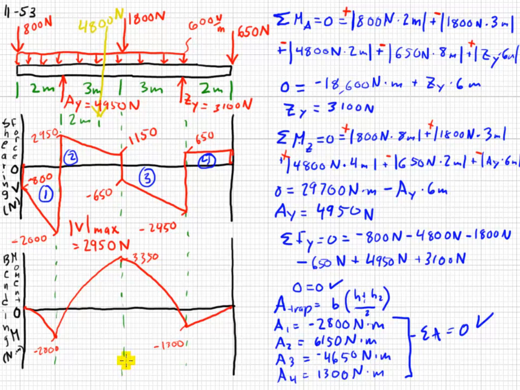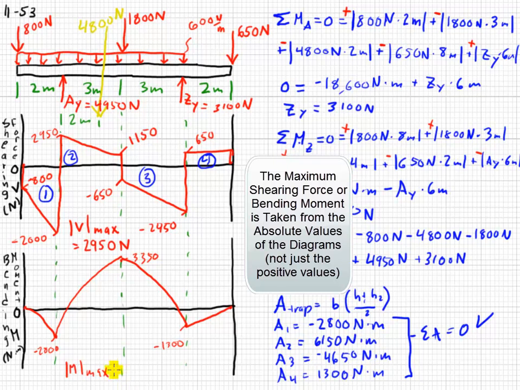Finally, we look for our maximum bending moment. So of the 2800, the 3350, and the 1300, our maximum bending moment is 3350 Newton meters. And that is problem 1153.